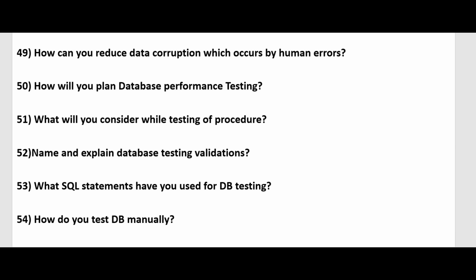How can you reduce data corruption which occurs by human errors? This is more of a developer question, but they can ask you if you're an experienced software tester applying for a job with like 3 to 4 years of experience. The things which can minimize data corruption caused by human errors can be range validation, lookup validation, masking, and input validation.